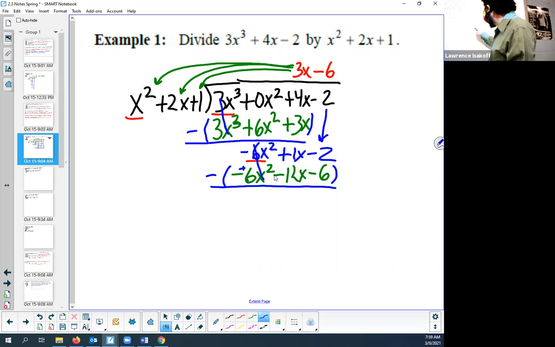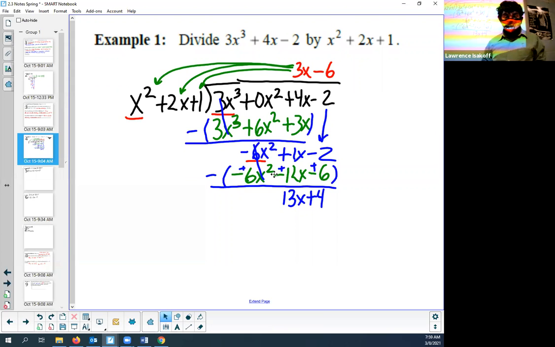1 minus a negative 12x. Oh, wait, that's really 1 plus 12x. So that's going to be 13x. And negative 2 minus a negative 6, well, minus a negative 6 is really plus 6. Negative 2 plus 6 is a positive 4. Any questions on my subtracting?